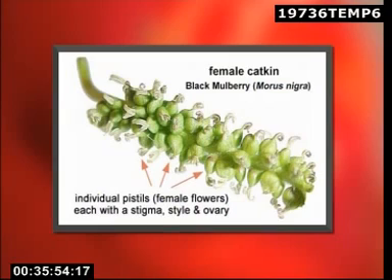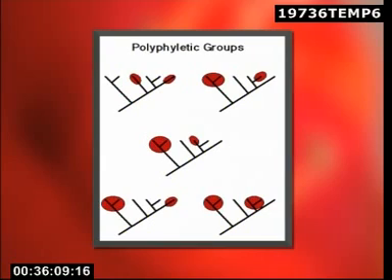One line led to the most primitive dicots, the Amentiferae, a group of wind-pollinated plants with small apetalous flowers in unisexual inflorescences called amentum or catkins. The other line led to the most primitive modern monocots, the Pandanales. Thus, they proposed a polyphyletic origin of angiosperms.